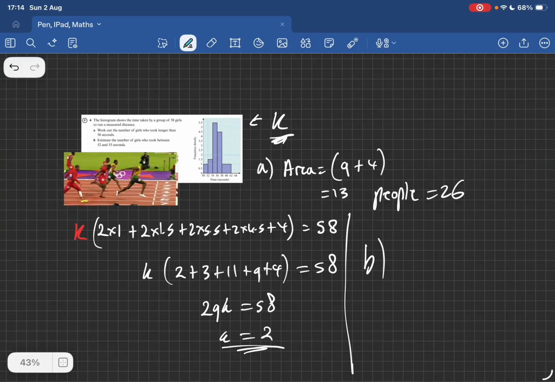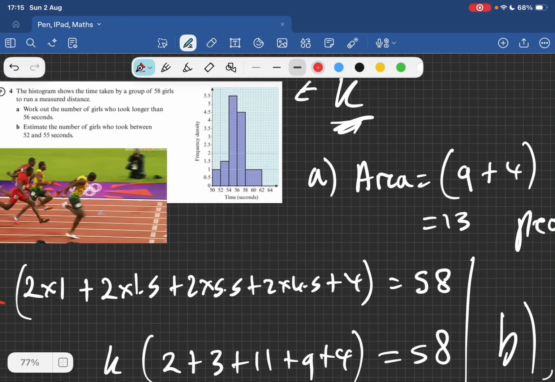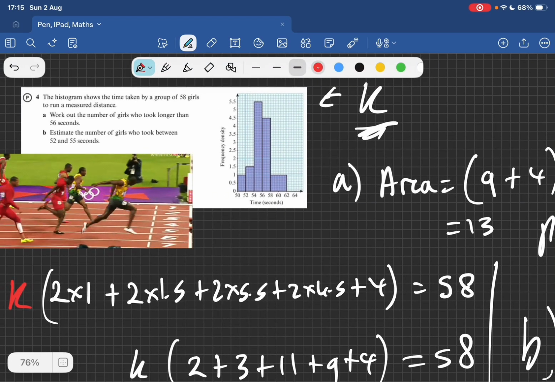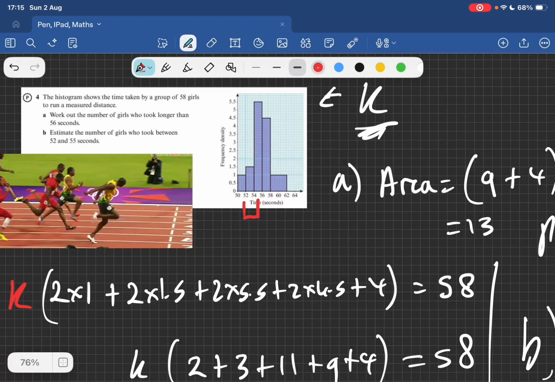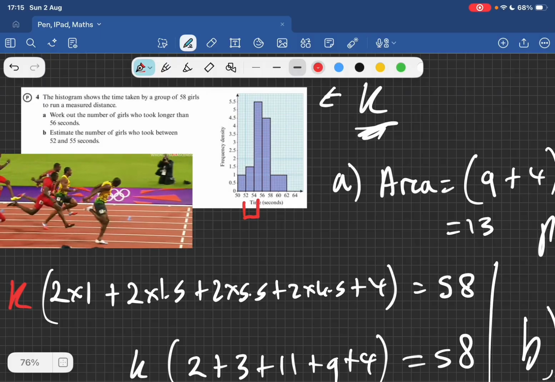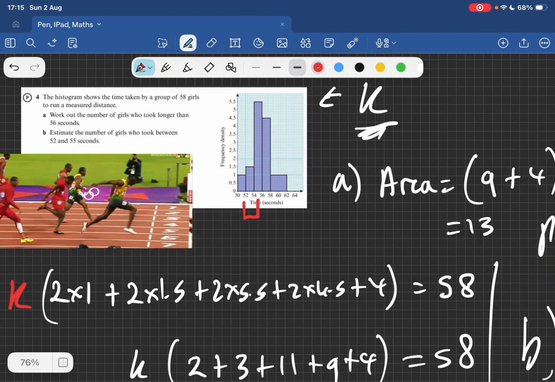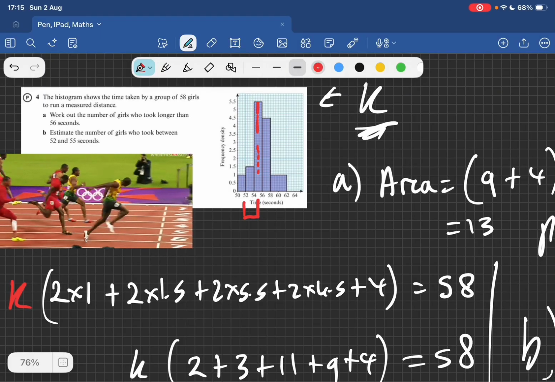Now let's look at part B. Estimate the number of girls who took between 52 seconds and 55 seconds. So we want to know the number of girls who took between 52 seconds and 55 seconds. So this is an estimate. Why is it an estimate? Well, we're splitting one of these groups in half.